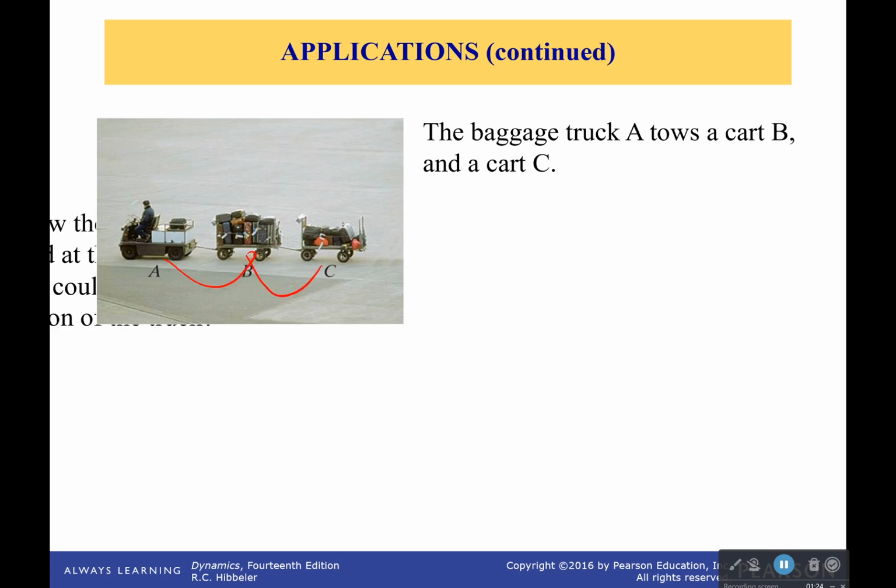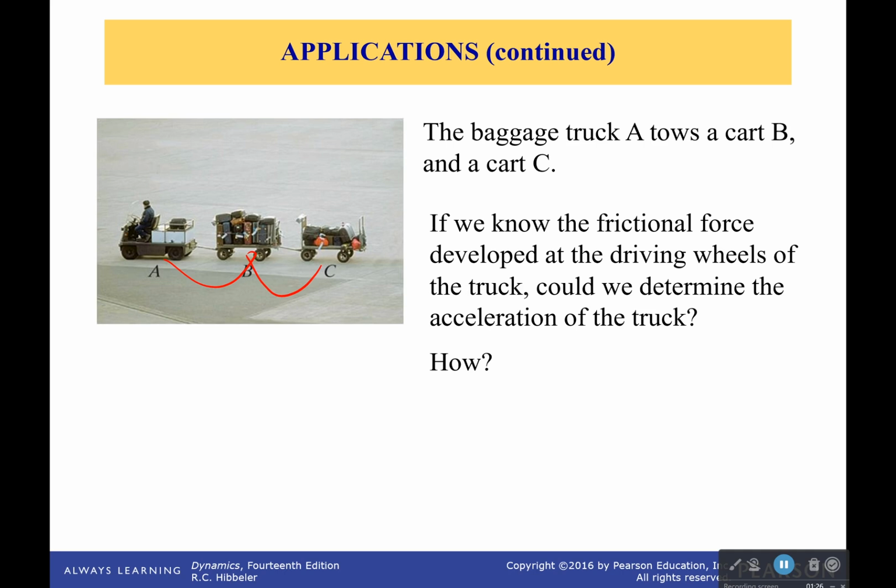Okay, now we've got a baggage truck right here, and it tows a cart, which tows another cart. Now, there has to be friction. There's always friction. And so there's going to be a frictional force developed at the driving wheels of the truck. And it's pushing back. The wheels are pushing on the ground. Now, one question is: is that going to be enough force to actually move this luggage? Because if this is too heavy, it might not be enough. Second, knowing how much frictional force we can pull, how fast could we accelerate?